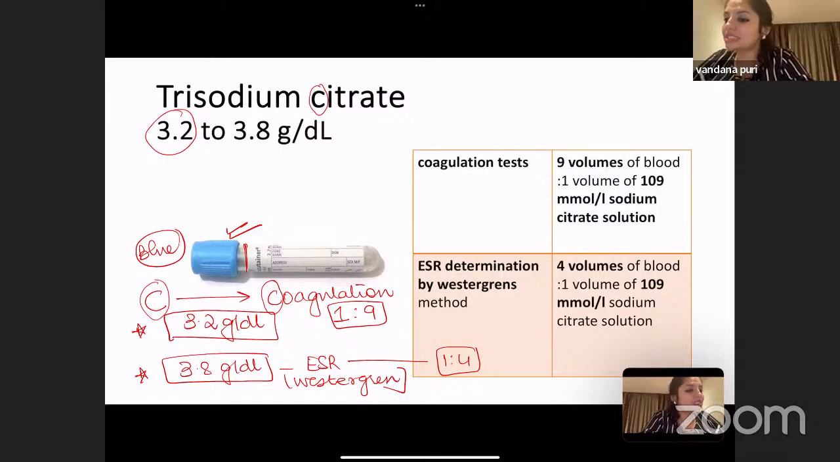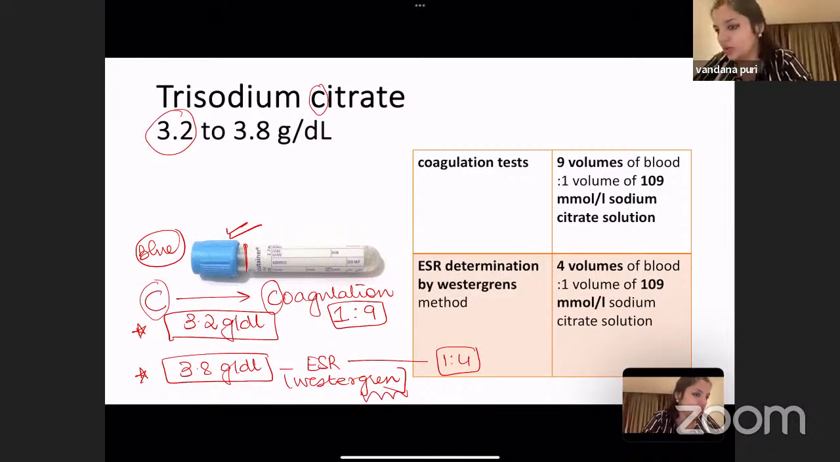Now, apart from that, what is the use of 3.8%? So 3.8% is used for ESR estimation. Whenever you have to do ESR estimation by Westergren's method, it is done at 3.8 gram per deciliter, and then we use the ratio of 1:4, that is 1 volume of anticoagulant to 4 volumes of blood. So there was a lot of confusion going on, so they changed the color itself.